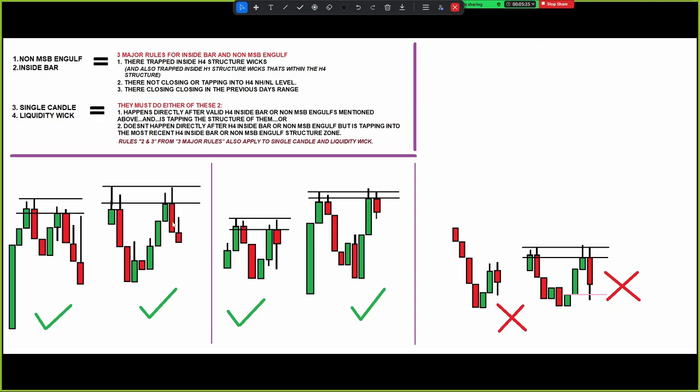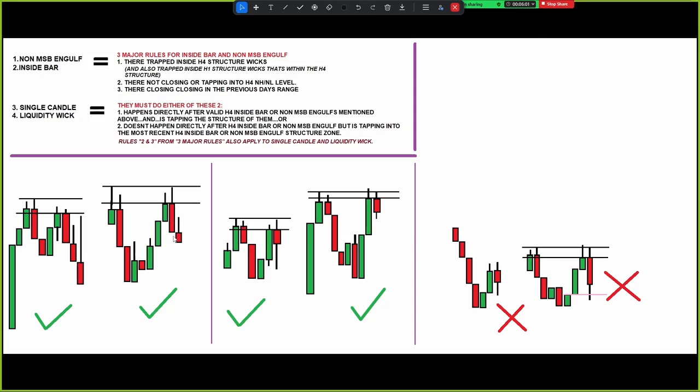So we've got a bearish non-MSB engulf here. It is trapped within this structure wick. So this is an example that I drew on purpose. You can see this bullish candle before your non-MSB engulf closed above the structure, but it doesn't matter because it didn't close above the structure wicks. So as a whole, this is still an area that is trapping your non-MSB engulf.